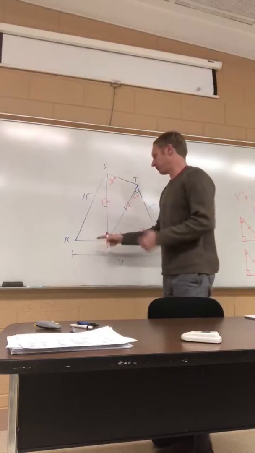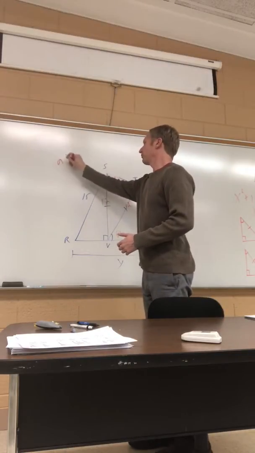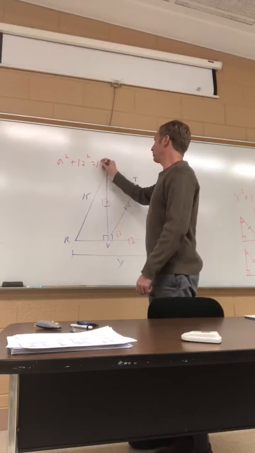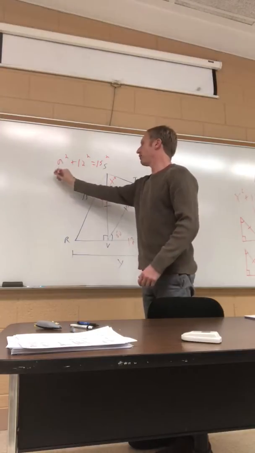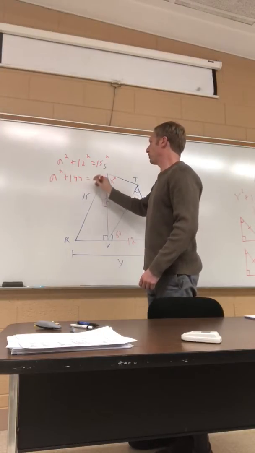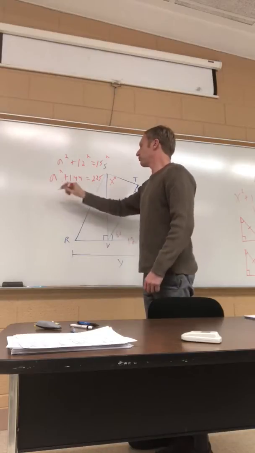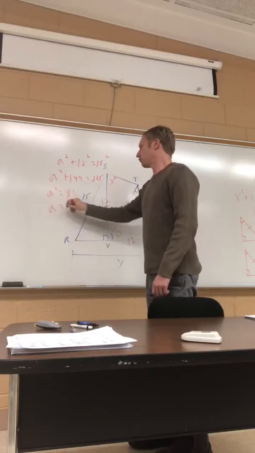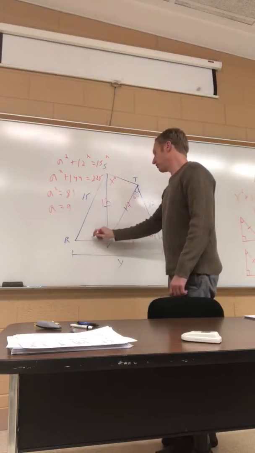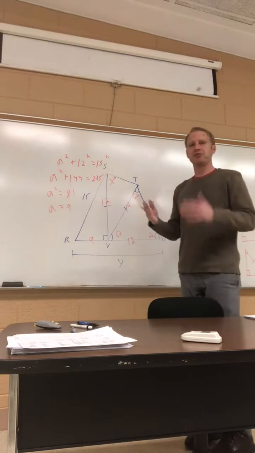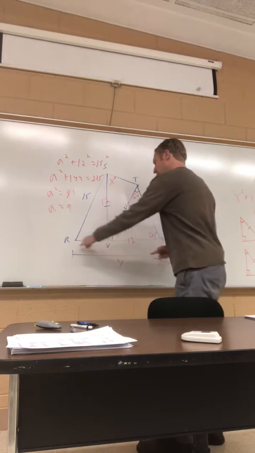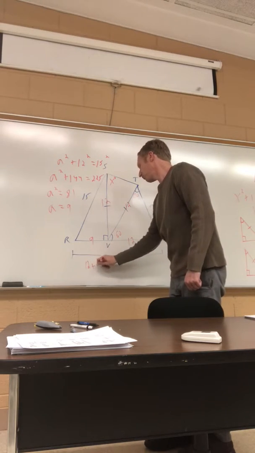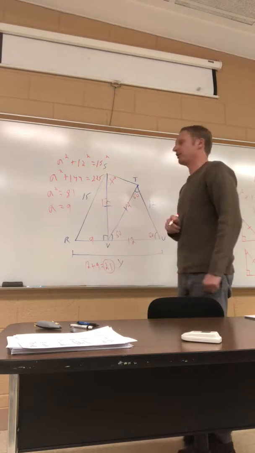So Pythagorean theorem is a squared, which is what we're solving for, plus b squared, which is 12 squared, is equal to c squared, which is 15 squared. And then you do the math, and you get a squared plus 144 equals 225. Subtract 144 from both sides, you get a squared equals 81. And then take the square root of both sides, you get that a is 9. So that makes that side 9, and now we can get y, because y is this whole segment, so it's 12 plus 9, which is 21. So y is 21.